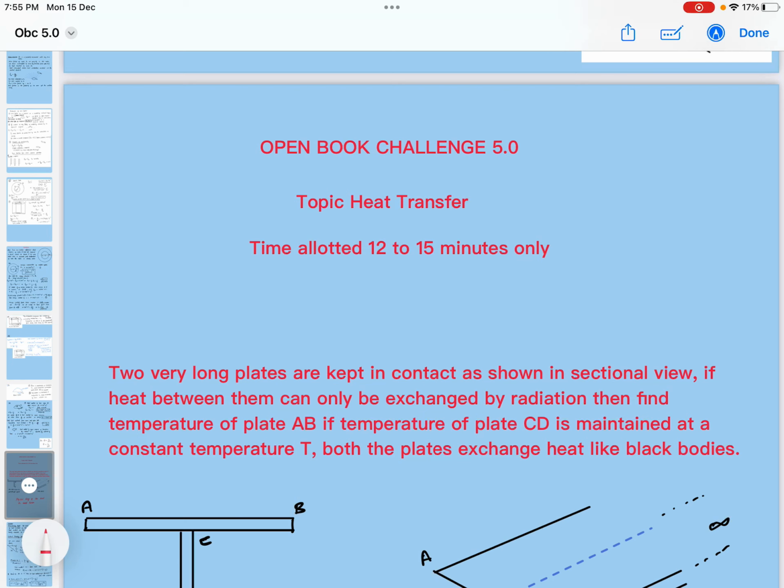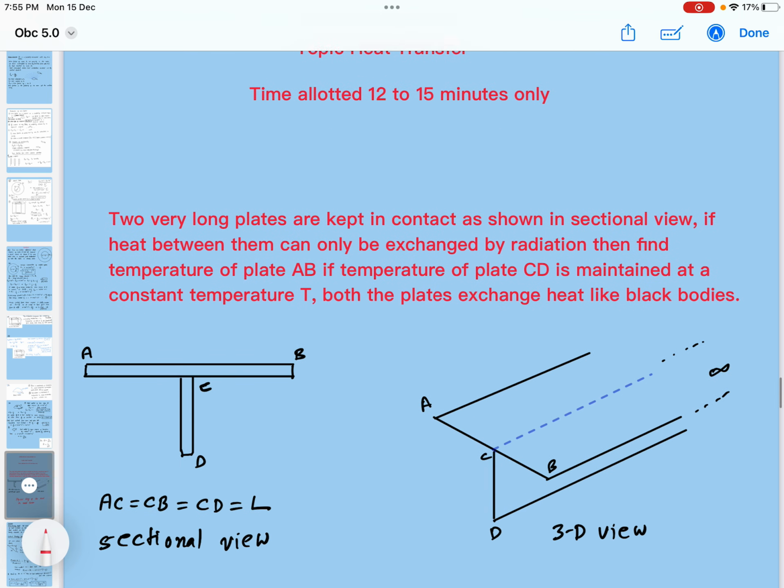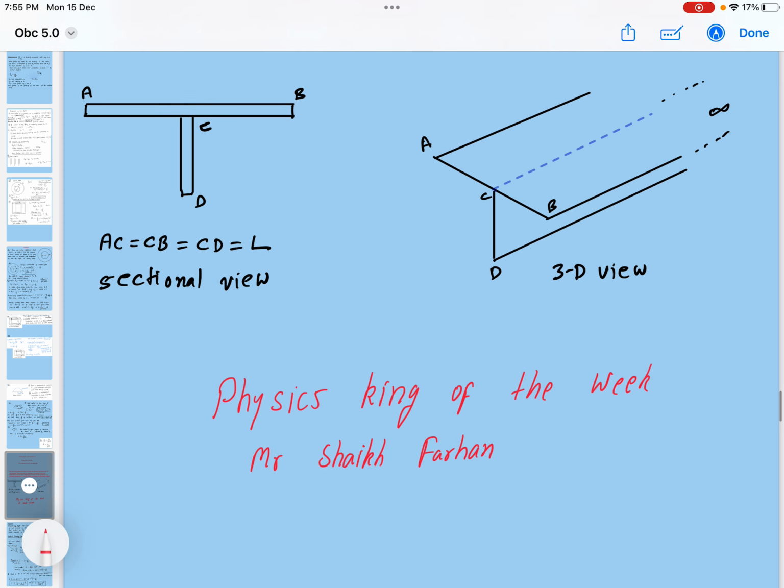Hello, my dear students. It's very good to see that many students sent messages. They sent the answers, but almost all the answers given by students are incorrect. Only one answer, given by Mr. Sheikh Farhan, is 100% correct. So Physics King of the Week is Mr. Sheikh Farhan. Very good, well done, beta, right?